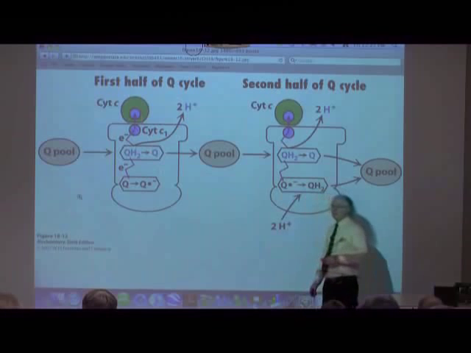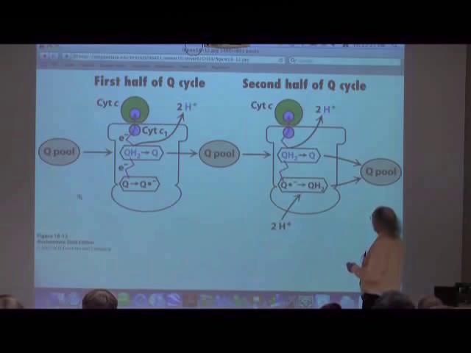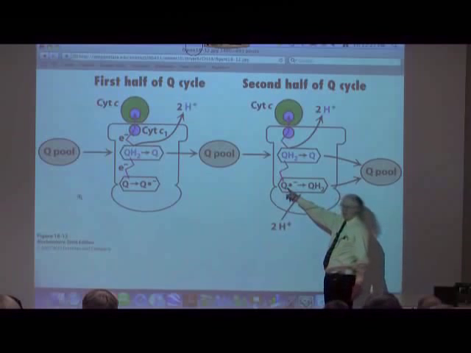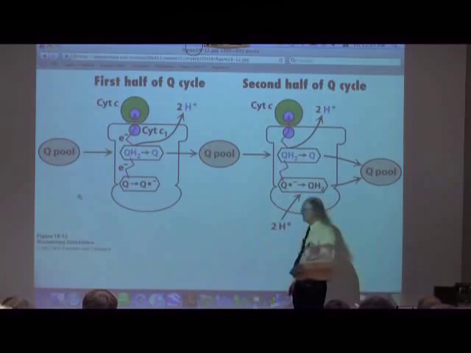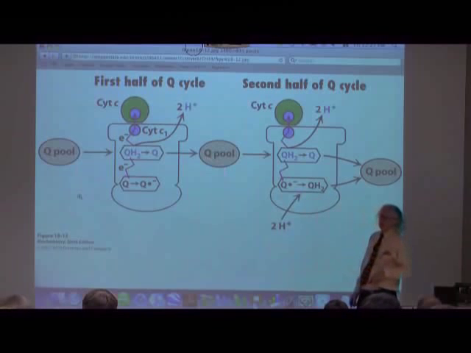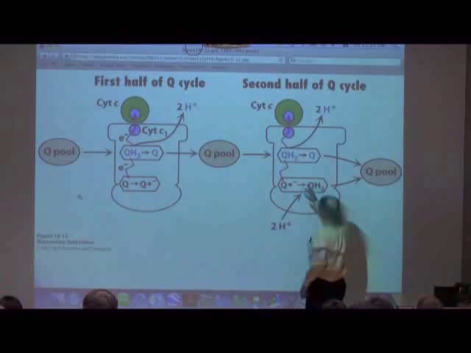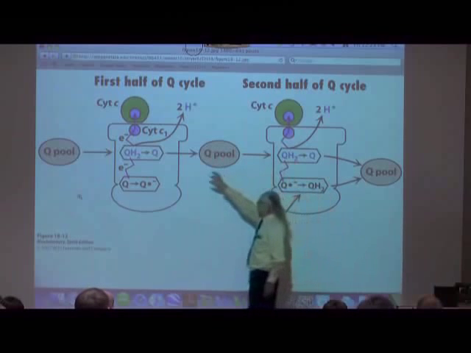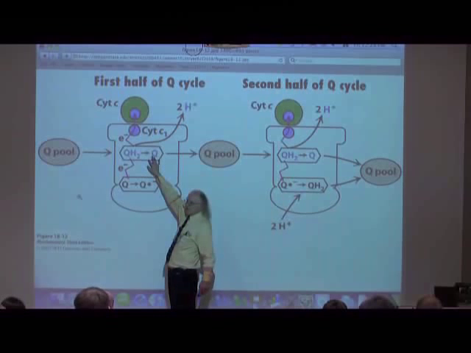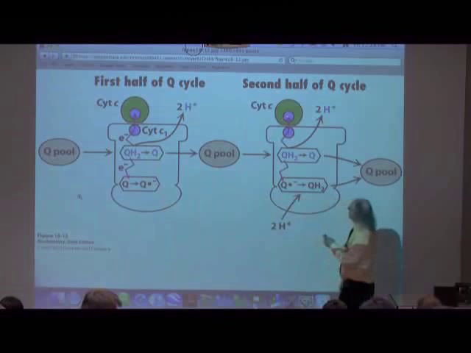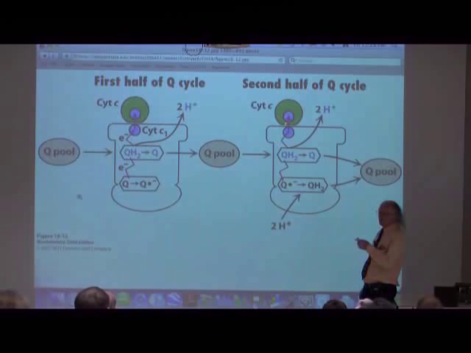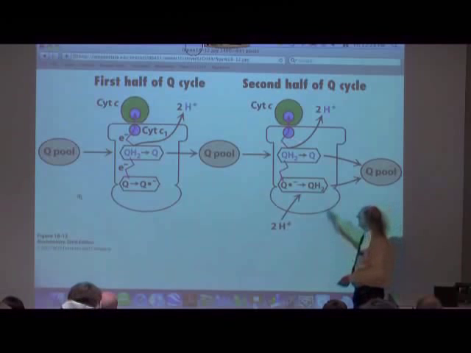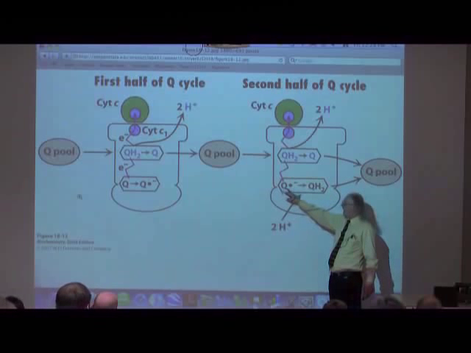Now, we've only done half of the cycle. The other half of the cycle, remember we still have this guy down here that's got one electron, right? We've got to get this guy ultimately back to no electrons, right? And so what we do is another coenzyme Q comes in. The other coenzyme Q comes in, and it does exactly the same thing the first coenzyme Q did. It divides and conquers. So it transfers an electron to a new cytochrome C. We've had a new one come in the meantime. And it transfers the other electron to the Q that had one electron on it.